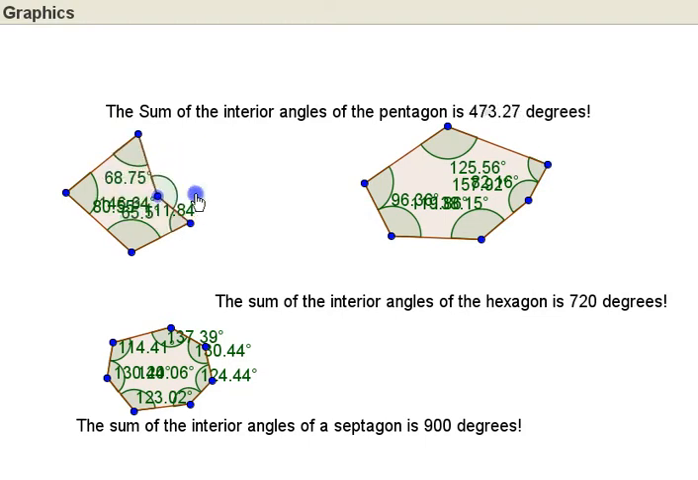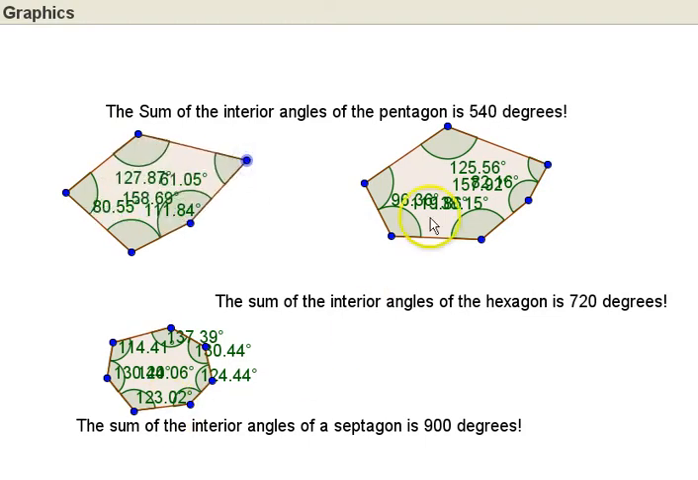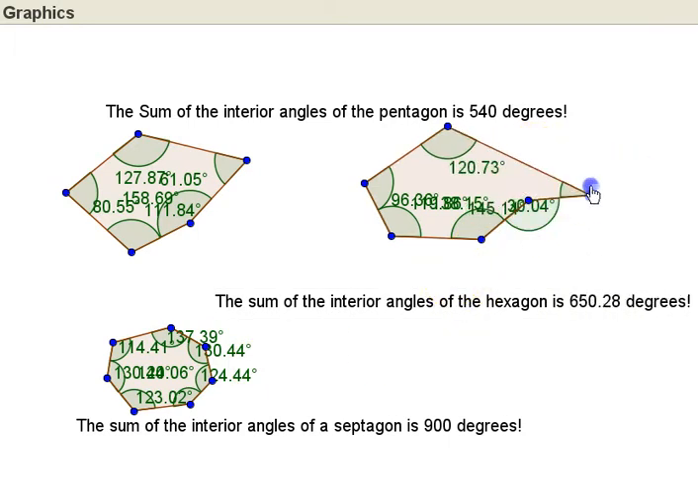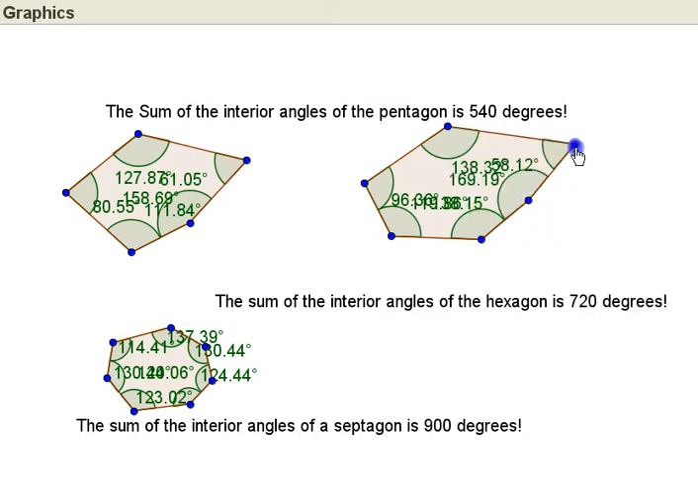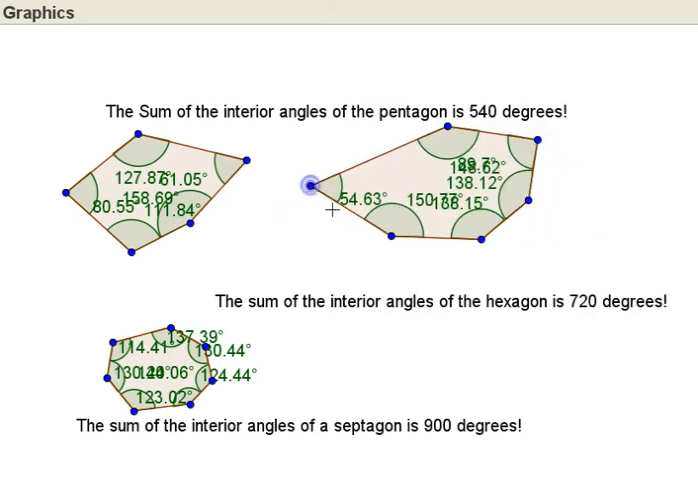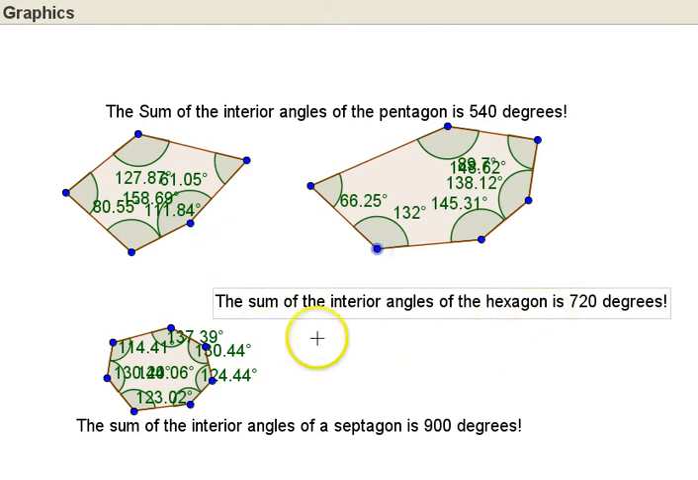So it's always 540 if it's a pentagon, and when I have a hexagon, which is over here, add another 180 and I get 720. So as I change this, you realize that it changes when it's no longer a convex polygon, but when I keep it a convex hexagon, the sum of the angle measurements is 720 for a hexagon.